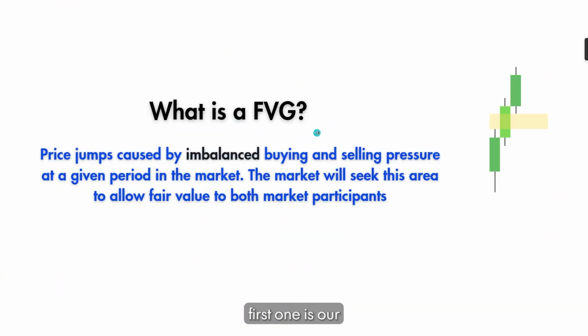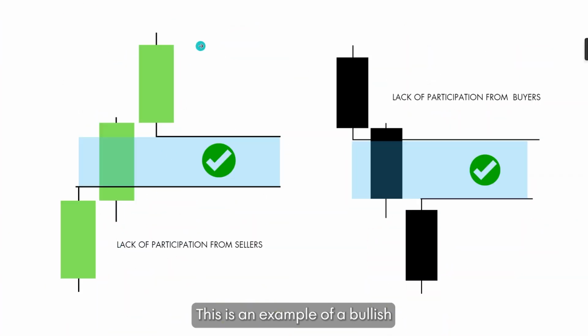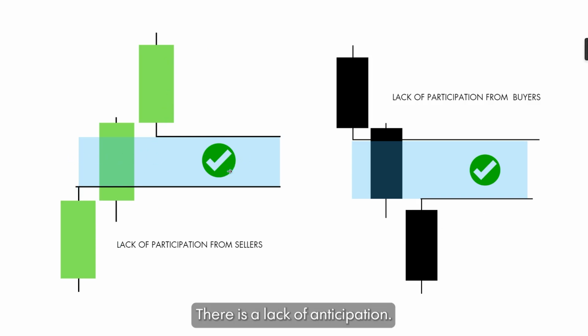First one is our FVG, fair value gap. This will be defined as price jumps caused by imbalanced buying and selling pressure at a given period in the market. The market will seek this area to allow fair value to both market participants. This is an example of our bullish fair value gap, where we can draw it from the first wick high to the third wick high, and we can see that there is a lack of participation from our sellers. And our bearish fair value gap would be a lack of participation from our buyers.